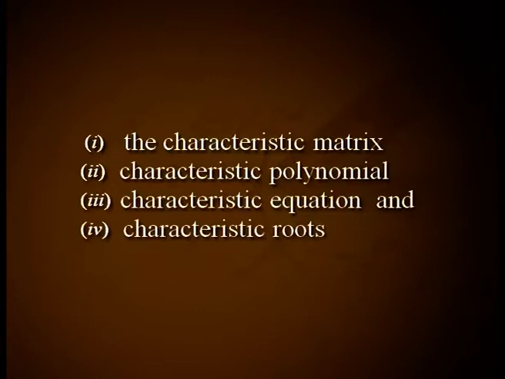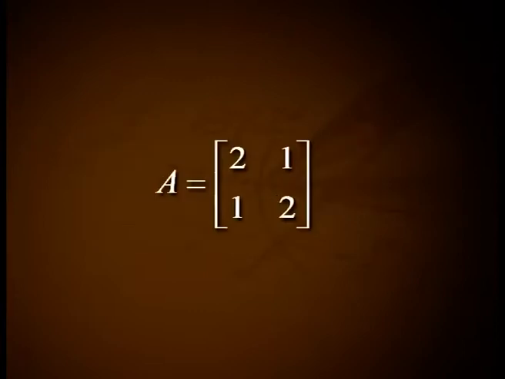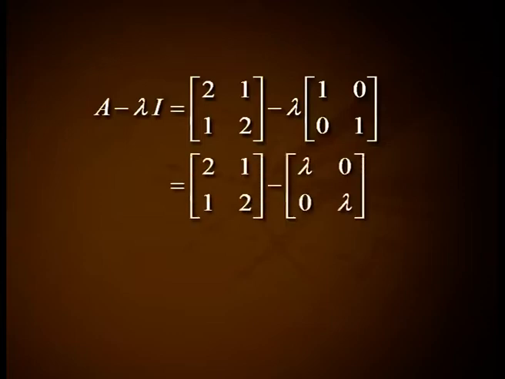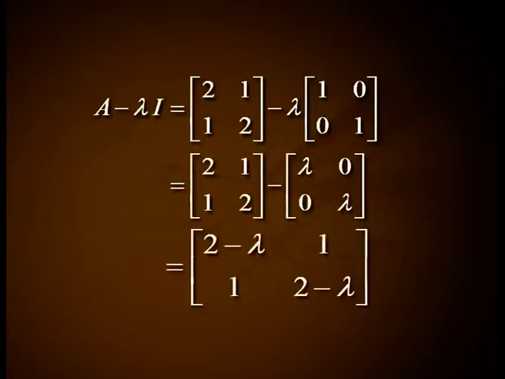Example 1: find 1, the characteristic matrix, 2, the characteristic polynomial, 3, the characteristic equation, and 4, the characteristic roots of the matrix A equal to the matrix with rows 2 1 and 1 2. Solution: 1. The characteristic matrix is given by A minus lambda into I equal to the matrix 2 1 1 2 minus lambda into the matrix 1 0 0 1, which is equal to the matrix 2 1 1 2 minus the matrix lambda 0 0 lambda, which is equal to the matrix 2 minus lambda, 1, 1, 2 minus lambda.